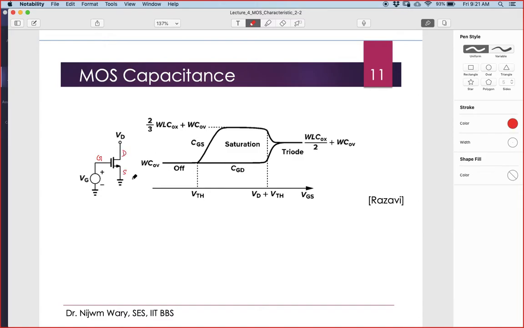So what happens when the transistor is in the off state? There is no channel. When VGS is very low, less than VT, there is no channel formed. So my CGS and CGD will be only the overlap capacitance. Yes, only the overlap capacitance.